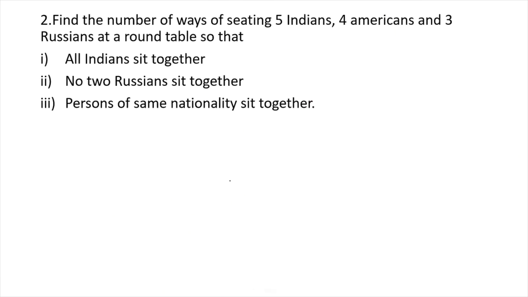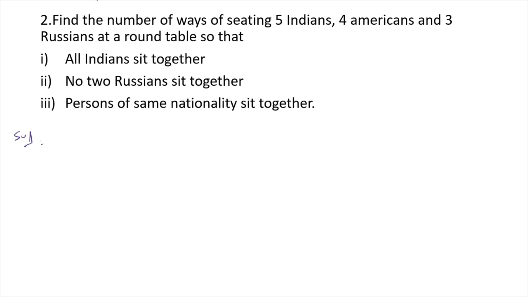The next problem is like this. Find the number of ways of arranging 5 Indians, 4 Americans and 3 Russians at a round table. In how many of these do all Indians come together? No 2 Russians come together. People of the same nationality come together. So we have 3 questions. The first question is all Indians come together. The second question is no 2 Russians come together. And the third question is all people of the same nationality come together. Okay, so let us answer these questions one by one.